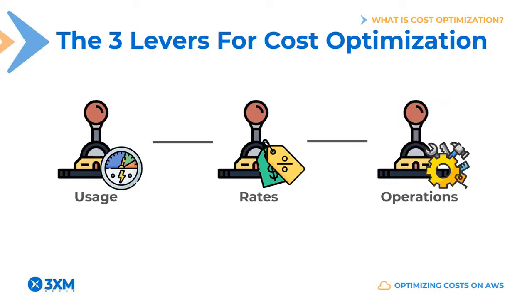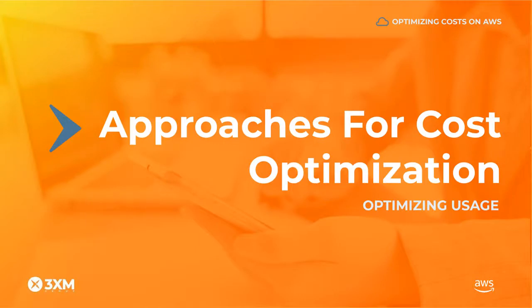And thus, we get the three levers for cost optimization I mentioned at the beginning of this talk. So we can optimize usage, we can optimize the rates we're getting, and we can optimize our operations. So next, we're going to see different approaches for cost optimization on AWS, each of which pulls on one of these levers, sometimes even more than one at the same time. So let's start with some strategies for avoiding unnecessary usage.